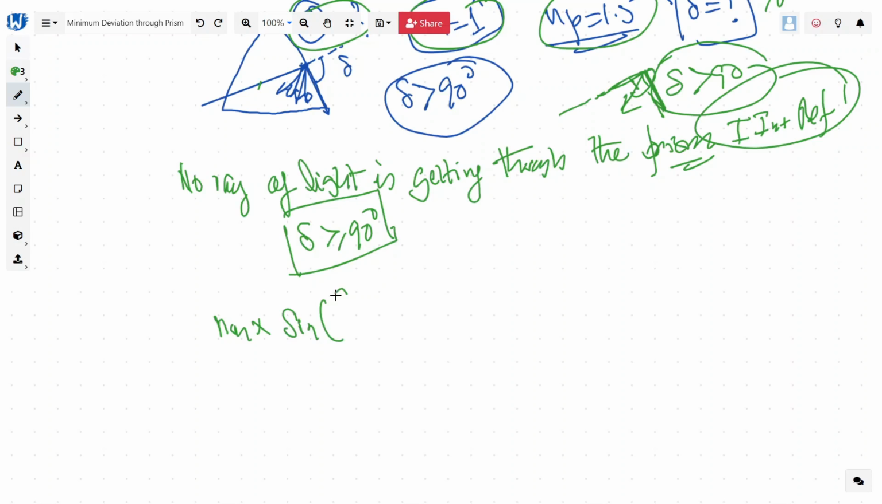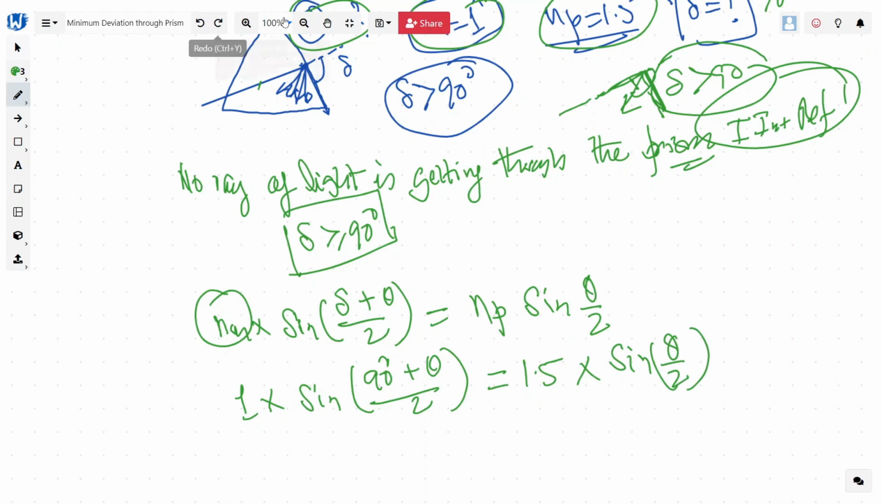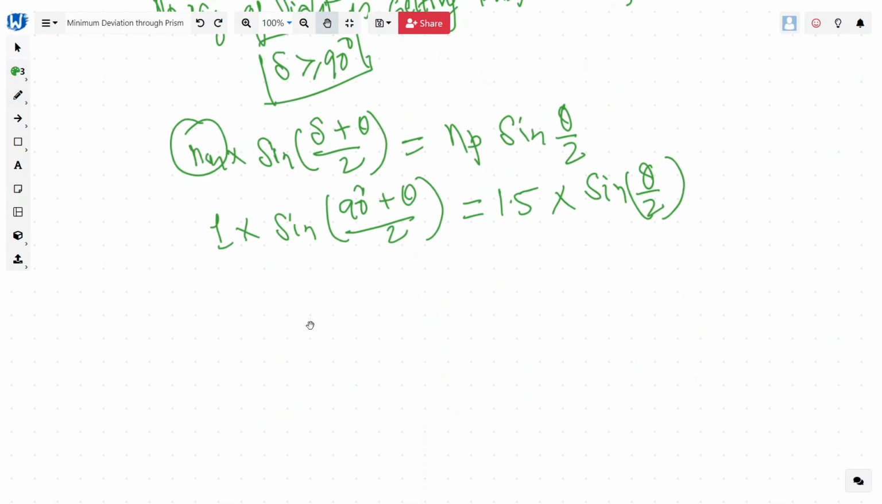n of medium into sine of delta plus theta by 2 is going to be n of prism into sine theta by 2 in case of minimum deviation. This is 1 into sine, delta is 90, theta is unknown by 2, n of prism is given 1.5 into sine theta by 2. We can do some simple trigonometry here, and basically we'll end up, you can simply write the equation in many steps. You can try it and solve it yourself as well.